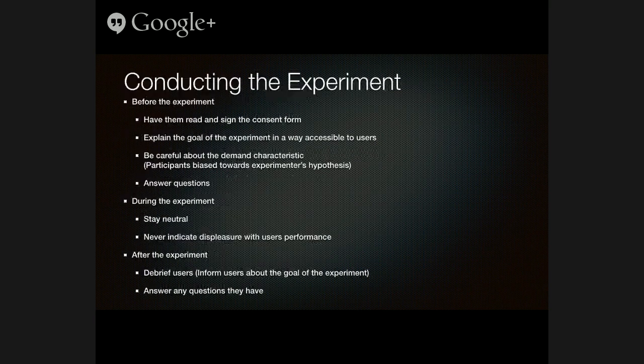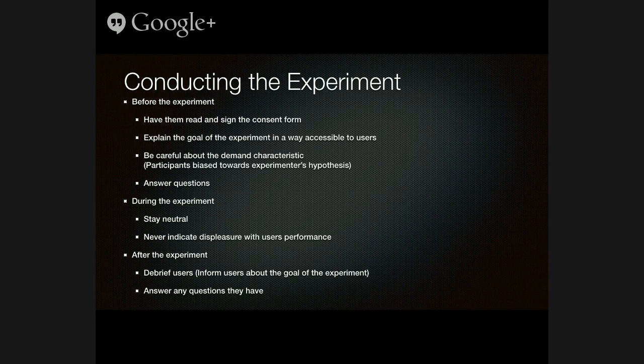Okay, a little bit about conducting experiments. Getting signed consent forms is important. Explaining the goal of the experiment in a way that people will understand is super important. You want to be very careful about the demand characteristics. So you don't want to tell people, I'm expecting that you'll be much faster with the bubble cursor, because that's going to screw up your data. It's a thing you have to navigate, the difference between disclosing everything about a study up front and still avoiding biasing people.